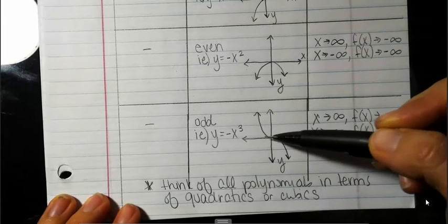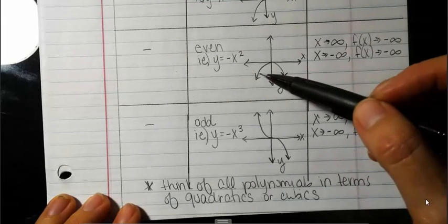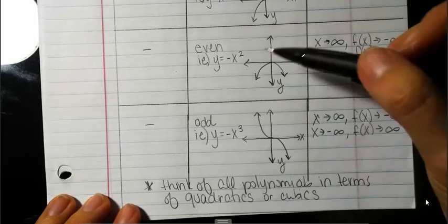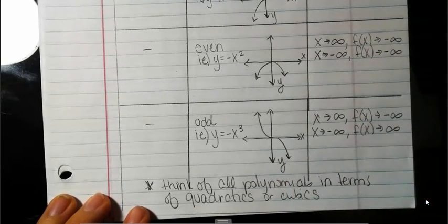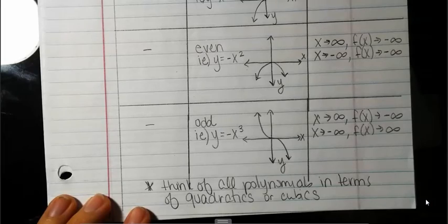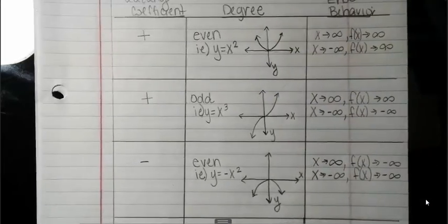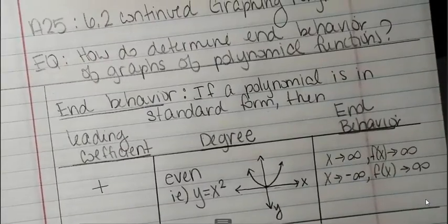Now, all the stuff in between will change. Okay, there may be lots of humps in there, lots of extrema, right? But the end behavior is what we really are concerned about in this lesson. So moving on, let's do some examples.